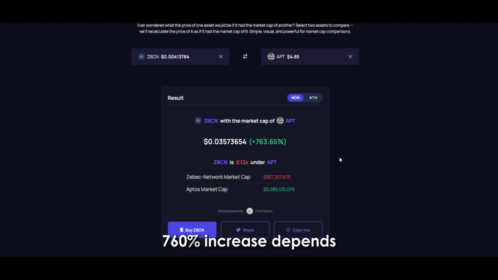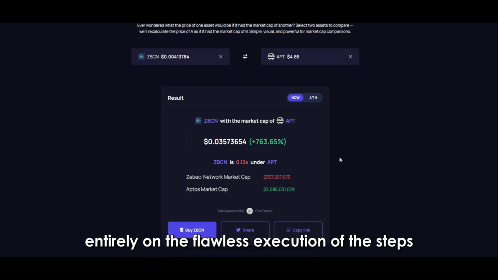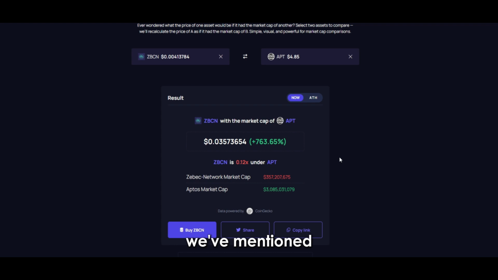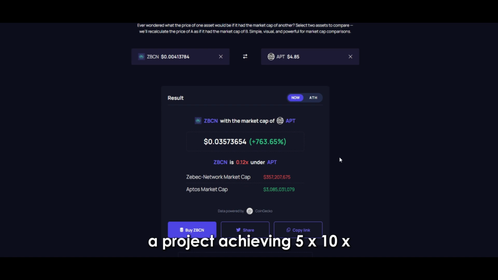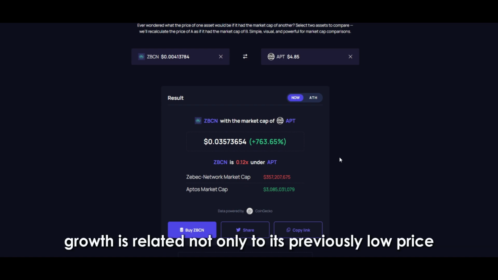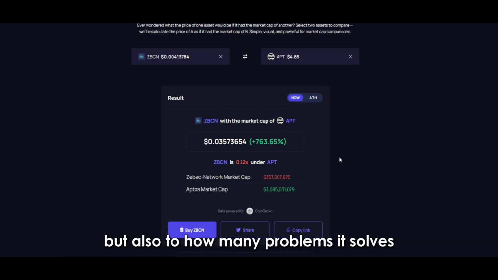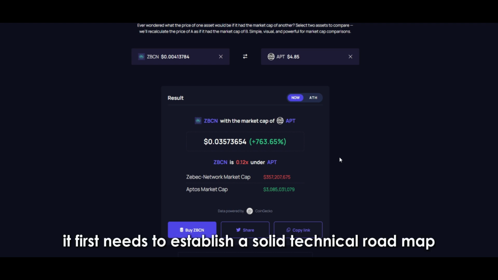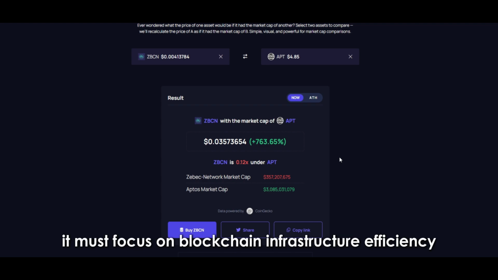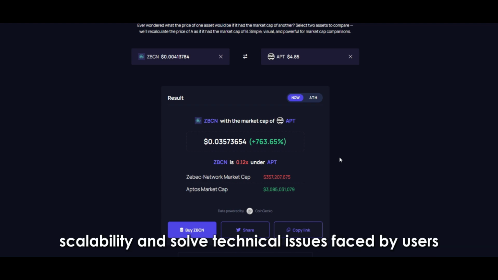ZBCN's potential 760% increase depends entirely on the flawless execution of the steps we've mentioned. This rate should not be viewed simply as a target. A project achieving 5x, 10x, or 20x growth is related not only to its previously low price, but also to how many problems it solves, the demand it meets in the market, adoption level, the size of its community, and its development roadmap. For ZBCN to reach this goal, it first needs to establish a solid technical roadmap. It must focus on blockchain infrastructure efficiency, transaction speed, scalability, and solve technical issues faced by users.